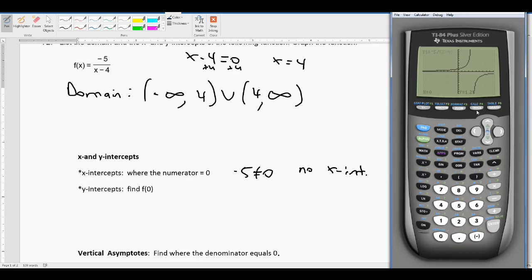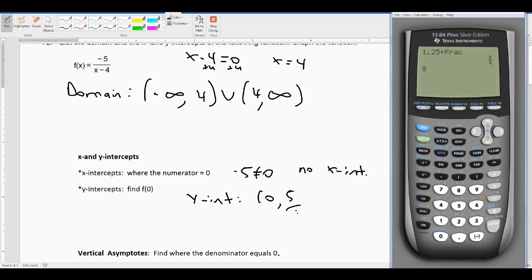If I come over here and hit trace, automatically what pops up is x equals 0, and we get 1.25. You can also type trace, 0, enter, and you'll see it that way also, 1.25. So the y-intercept is 1.25. Anytime you hit trace, it starts with the y-intercept. Got that? Where it crosses the y-axis. That's where trace starts. So that's a really neat and easy way to do that.